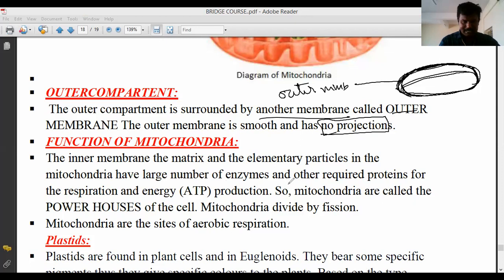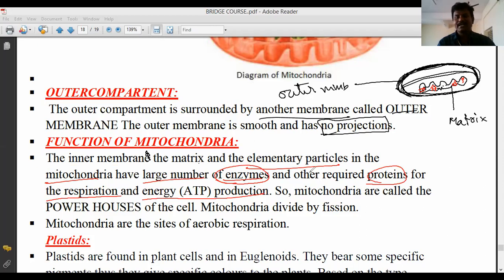The functions of the mitochondria. The inner membrane of the matrix, this is called the matrix, and the elementary particles. These elementary particles in the mitochondria have a large number of enzymes and other required proteins for respiration and energy production.